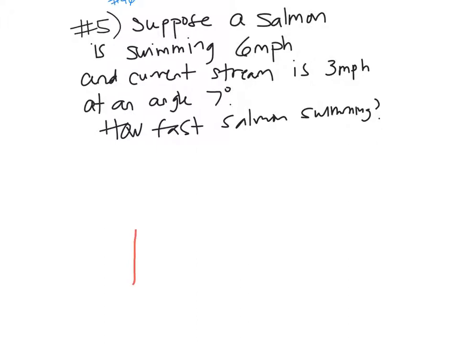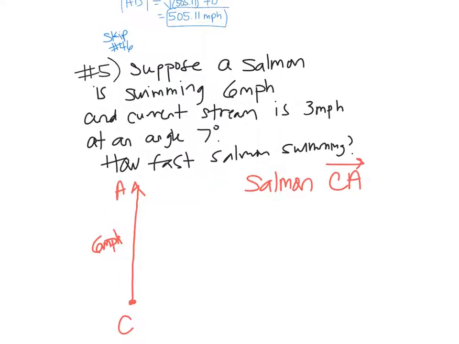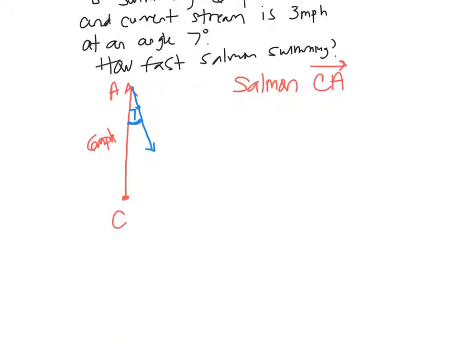Here's my salmon going upstream, traveling at a speed of 6 miles per hour. I'm going to call this C and this A, so the salmon's vector is CA, from C to A. I was going to write AC, but that's wrong. Then there's this current coming at him at 7 degrees. This is how they drew it for you. So he's swimming and the current's coming at him. We want to find out how fast he's actually going, which is the resultant vector.